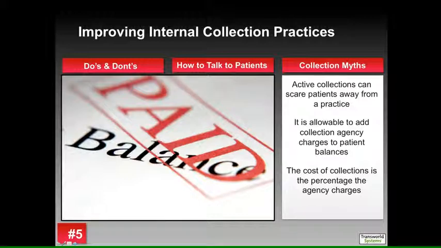The last one is the cost of collections, and this is a big one that we hear. The myth is that the cost of collections is the percentage the agency charges. So to say that they're charging me 33% and they're charging me 25%, 25% is less, that must be a better deal. We need to be more sophisticated than that. The number we want to care about, the number we want to pay attention to, is the net back, right, after you consider the recovery rate. The cost of your collection agency is the value of the money they don't collect, right? The value of your money that doesn't get collected.